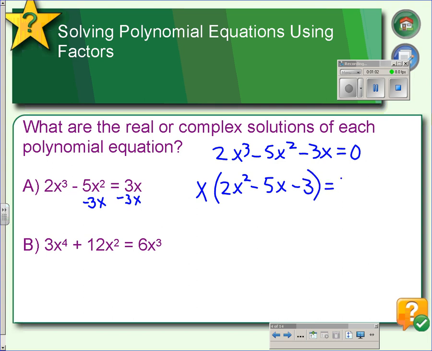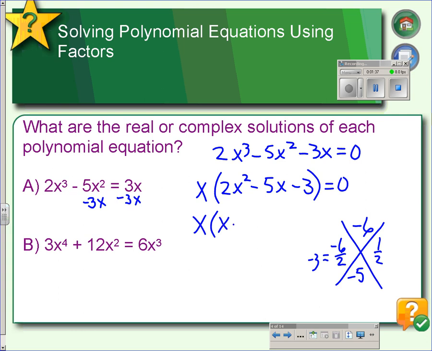And now this trinomial is a quadratic, so we can factor that like we did in the last chapter. 2 times negative 3 is negative 6, and the b value is negative 5. Two numbers that multiply to make negative 6 and add to make negative 5 would be negative 6 and positive 1. And then we have to divide by 2 because we had that leading coefficient. This left one reduces to negative 3. Right one does not reduce. So our factors would be x minus 3 and 2x plus 1.